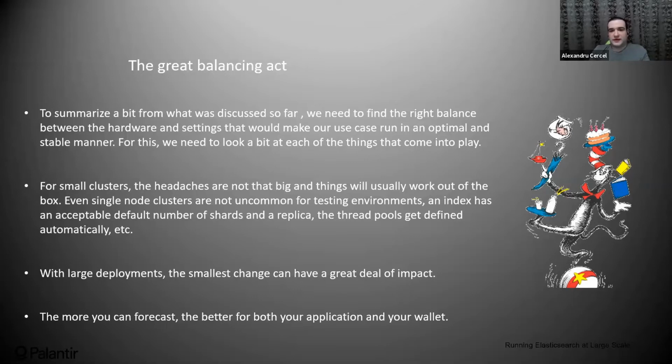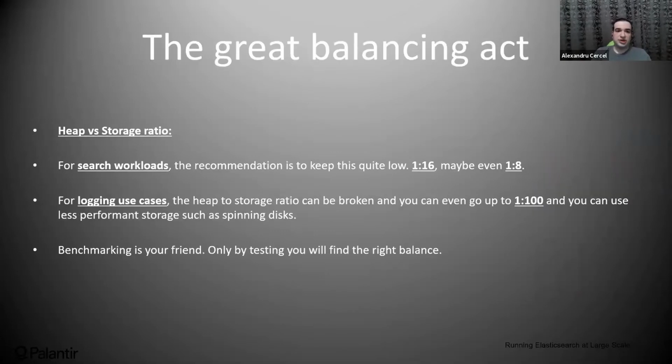Usually for small clusters, the problems are really small. Things are happening more or less out of the box. Before, in older versions, you were getting more primary shards and a replica. Now you get one primary shard and a replica. We'll talk about this a bit later. The thread pools get defined automatically. Things are easy. With large deployments, even the smallest change can have a great deal of impact. So the more you forecast, the better it's going to be for your wallet and for your application.